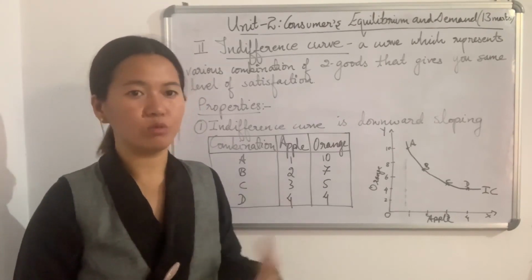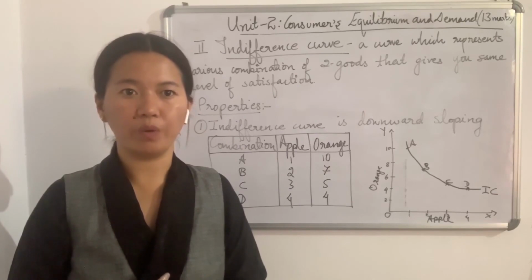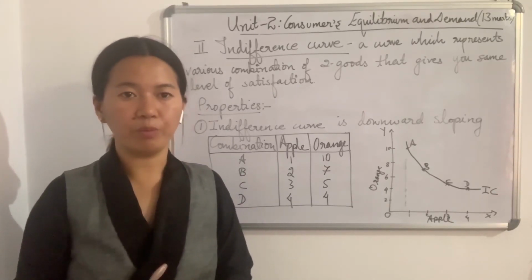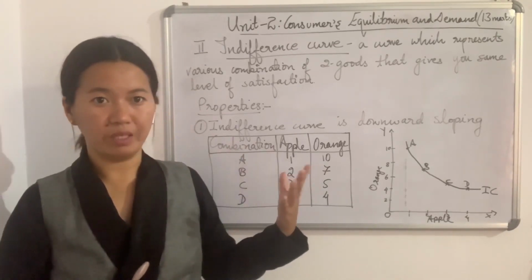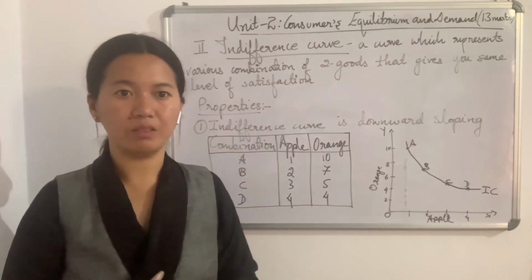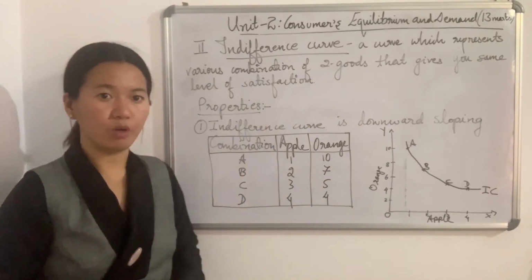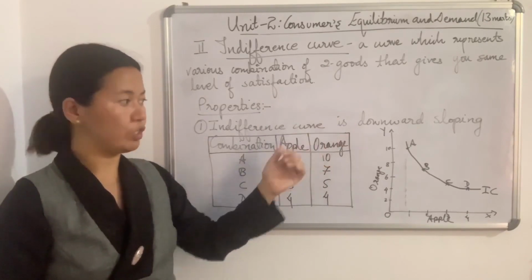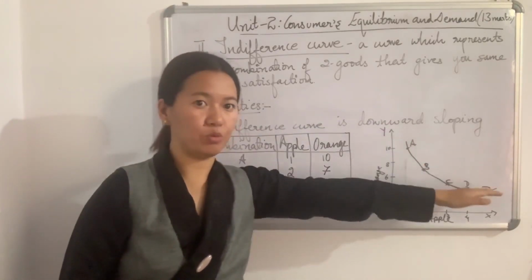Now let's go through the properties and understand the meaning of indifference curve in better ways. There are 5 properties of indifference curve, and the first one is that the indifference curve is downward sloping. As we move on, we will understand indifference curve in a better way. So let's go to the first property. The indifference curve is downward sloping, which means that it slopes downward from left to right.